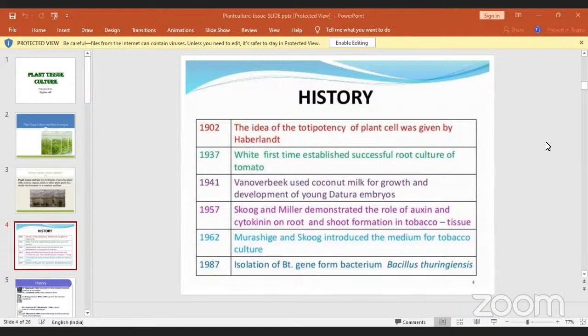And in the year of 1987, by using tissue culture, the first isolation of Bacillus thuringiensis genes from the bacterium Bacillus thuringiensis. So the first gene which is formed is the BT gene, extracted from the bacteria, namely Bacillus thuringiensis. So this is the brief history of tissue culture.